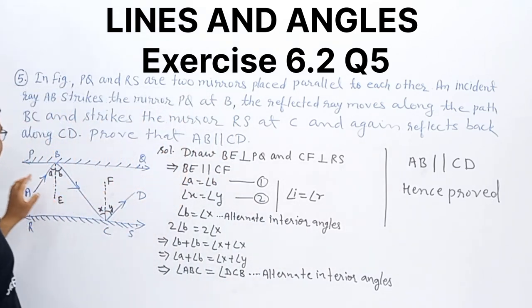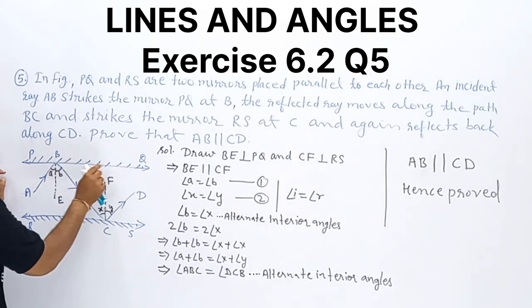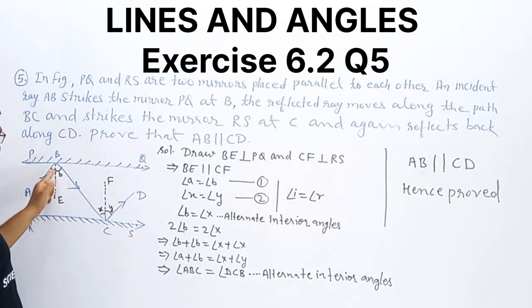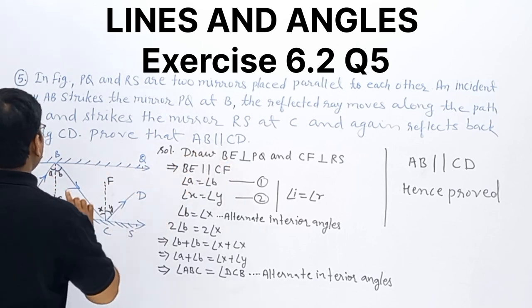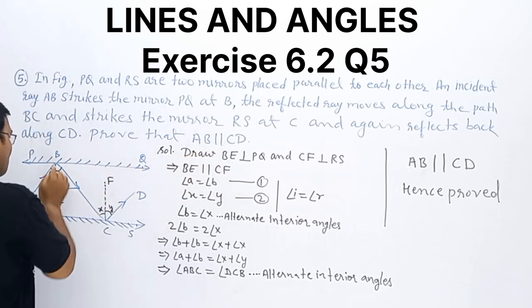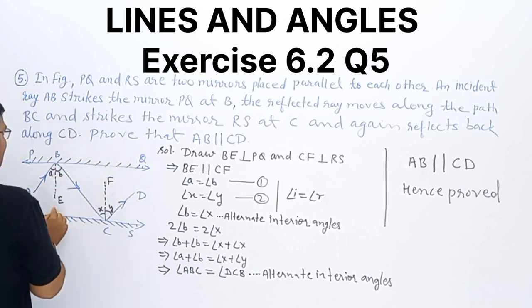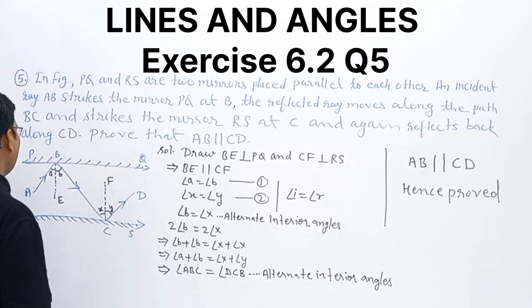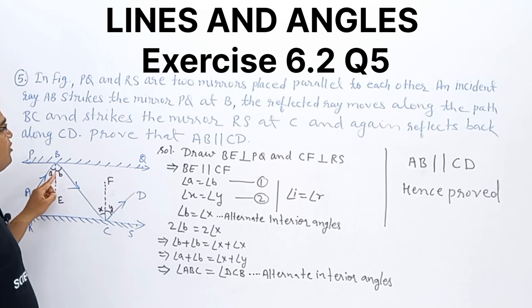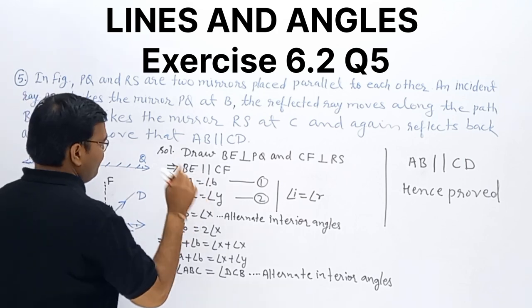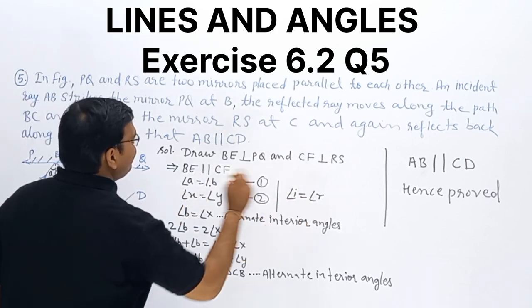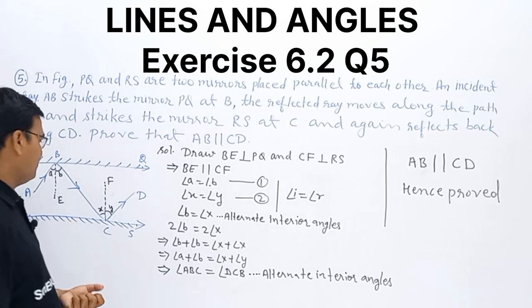How do we get this? First we should draw a normal for this surface. So I am taking a normal, a perpendicular line from B, and then we get the incident angle. How do we observe the incident angle? From the normal. So we draw BE perpendicular. BE is the normal of PQ. Then we can say angle A equals angle B, because the incident angle equals the reflected angle as per the law of reflection.